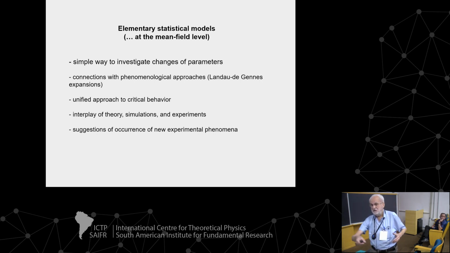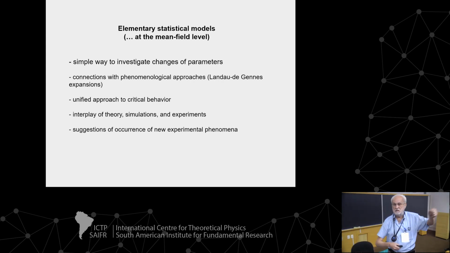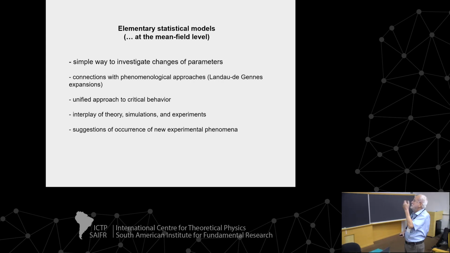Of course, the coefficients of the de Gennes expansion are written phenomenologically on the basis of symmetry, of some general properties of the systems. And if we write a very simple statistical model, we may make connections between those coefficients and the coefficients in the Landau-de Gennes expansion. Well, we have a unified approach to critical behavior. We have an interplay of theory, simulations, and experiments. Okay, and we have suggestions of occurrence of new experimental phenomena.